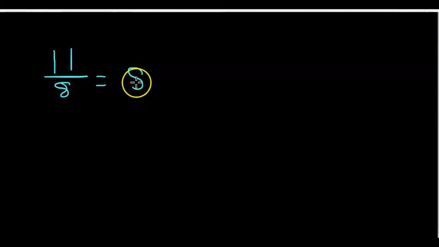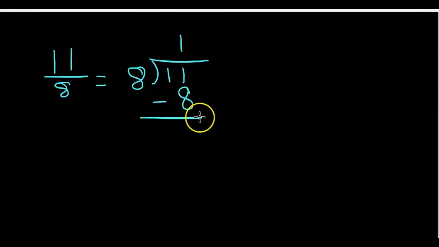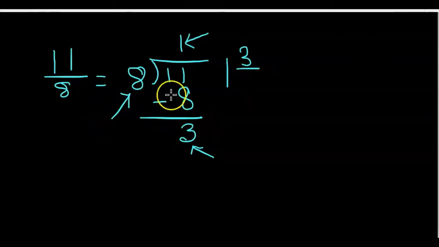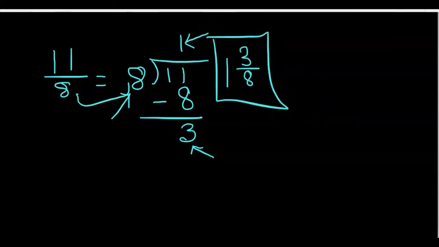Okay, so we are changing this improper fraction into a mixed number. And to do that, we must divide. Okay, so how many times will 8 go into 11? 1 time. 1 times 8 is 8. I subtract, I get 3 as my remainder. The 1 is my whole number. The 1 on top of the house is always the whole number. The remainder is always the numerator. And then this is always going to be the denominator. It's not going to change. It's still going to remain the same. So your answer is 1 3/8.